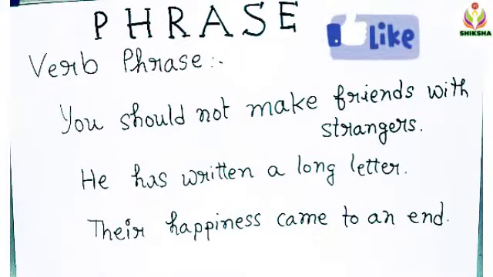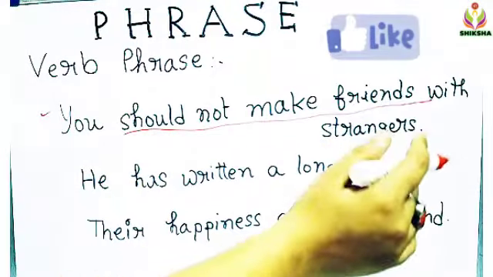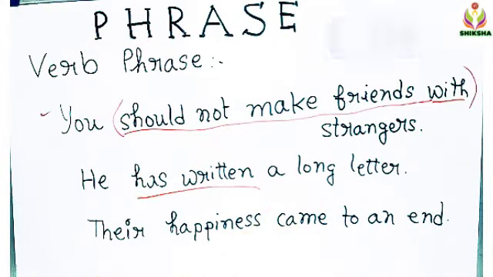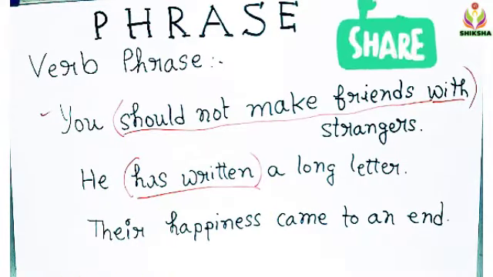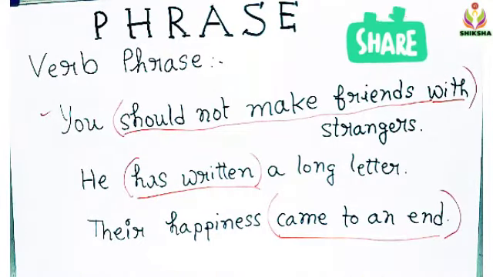A verb phrase is the verbal part of a sentence. For example, you should not make friends with strangers. Here the underlined part is working as the main verb in the sentence. He has written a long letter. Here also the underlined part is working as a verb. Their happiness came to an end. Here the underlined part is also a verb. So these are some examples of verb phrases.